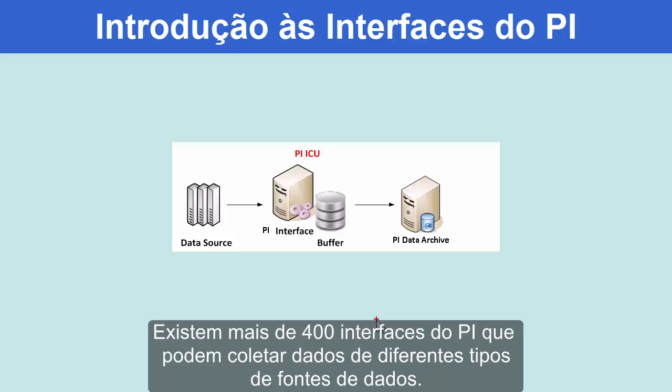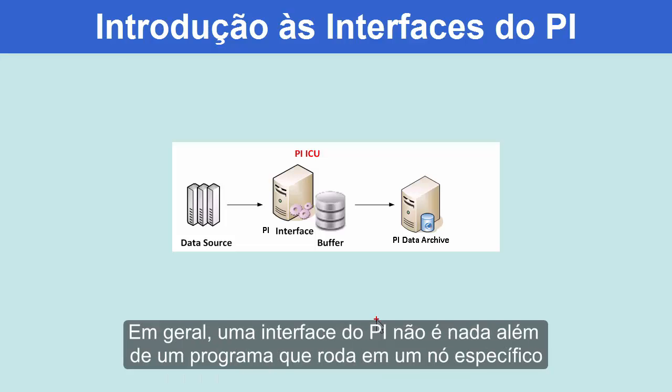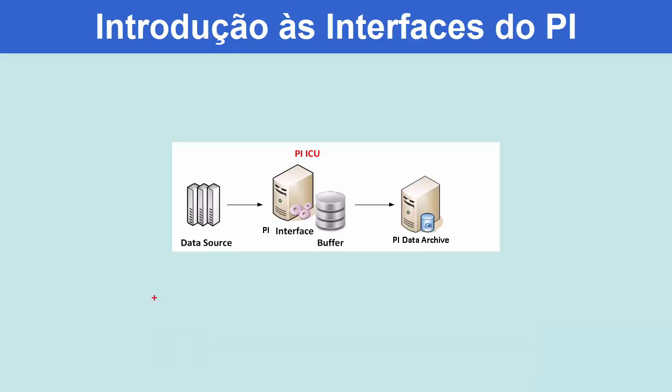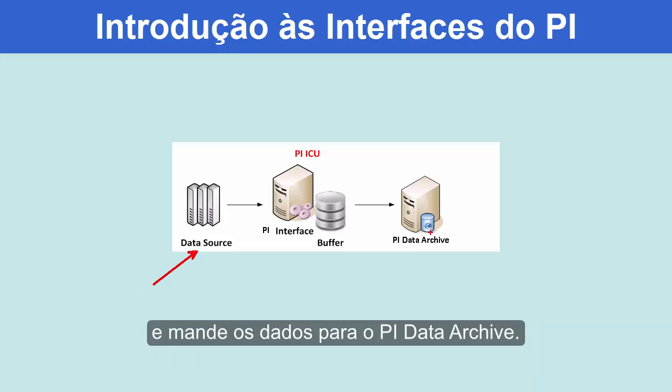There are about 400 plus PI Interfaces that can gather data from different kinds of data sources. In general, a PI Interface is nothing but a program that runs on a specific node, and it needs to be configured to communicate and gather data from the data source and send the data to the PI Data Archive.